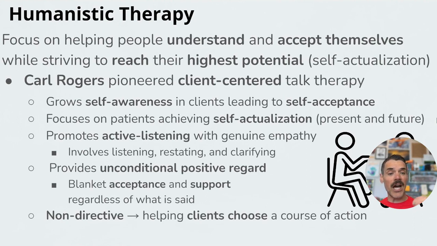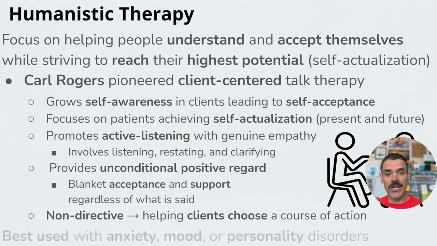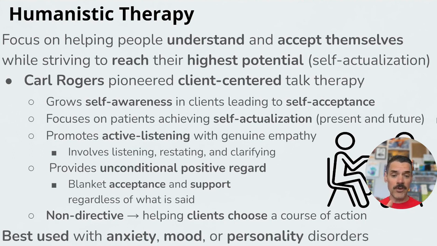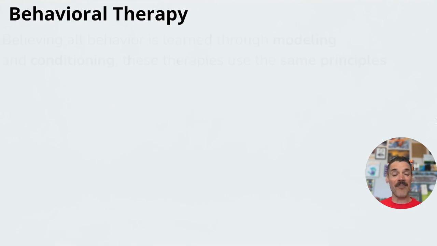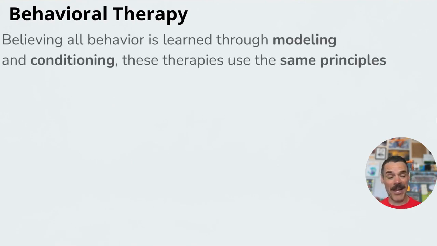And also it's non-directive. So it's not me saying, hey, you need to do this, this, and this. It's like, hey, what do you think you could do about this? Letting the client actually choose that course of action. This is used really well for anxiety, for mood disorders, and personality disorders. All right, next up, we have behavioral therapy. This is awesome. I think these are really interesting. Believing all behavior is learned through modeling and conditioning. So remember, operant conditioning, classical conditioning.